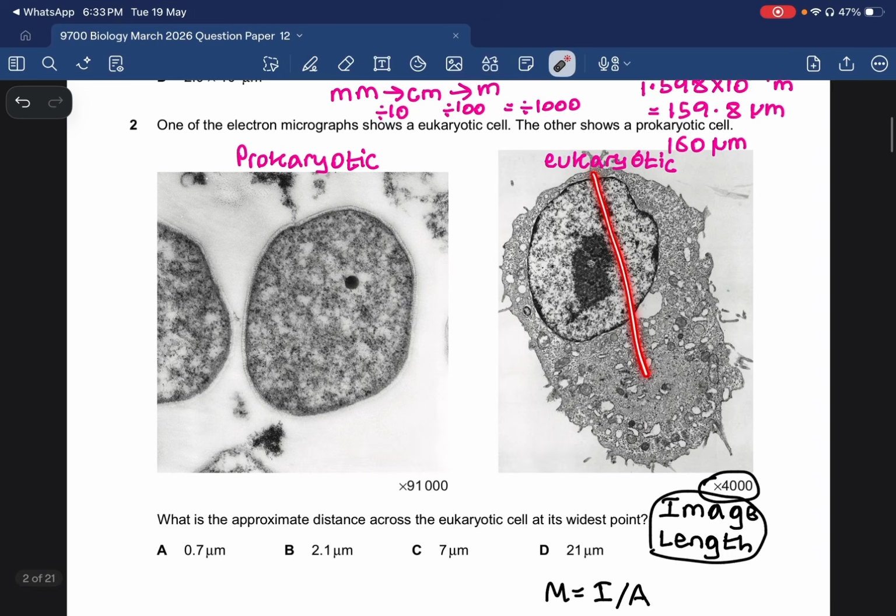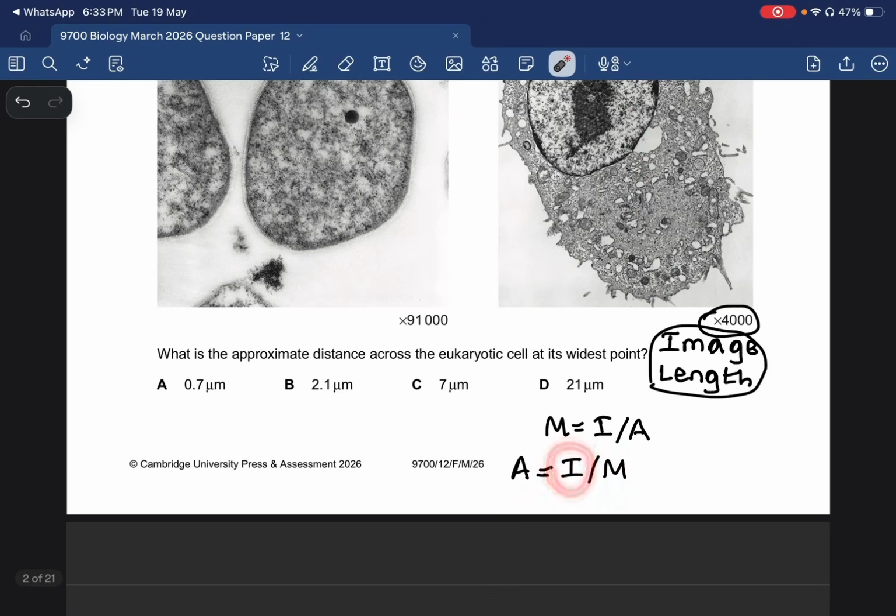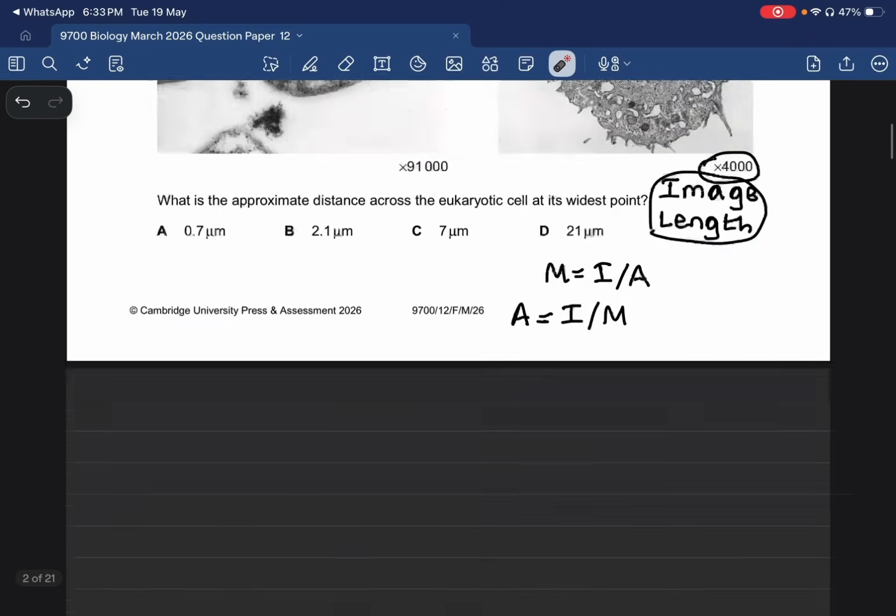I can't measure it here because it's on an iPad screen, but hopefully, because this is a pretty easy question, if you get it in the exam, just measure it, put your answer here, put the 4000 here, and then you get your actual value right here. All right.